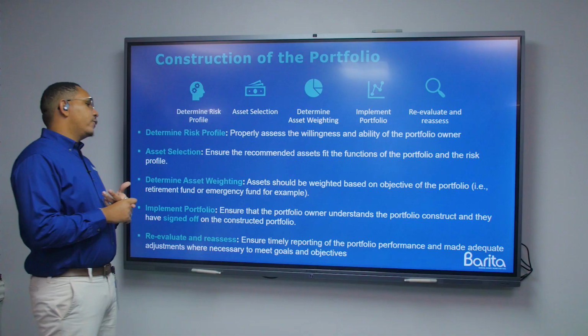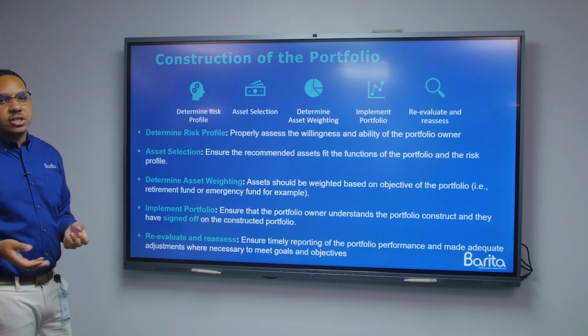Then, determining the asset weighting: assets should be weighted based on the objective of the portfolio. Are they creating a retirement fund or an emergency fund? There's a difference between the two. For a retirement fund, you're looking for cash flows. For an emergency fund, you're looking for capital protection, right? So that's how you determine what type of asset weighting you're looking for.